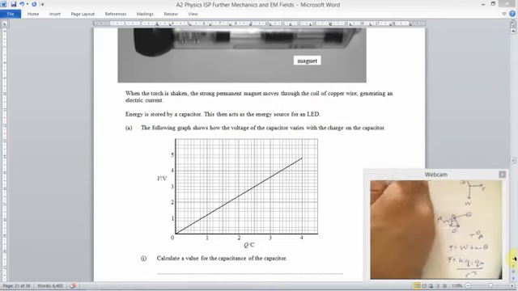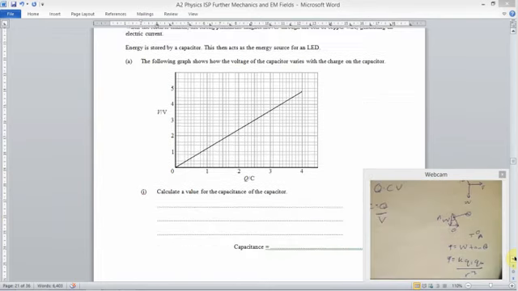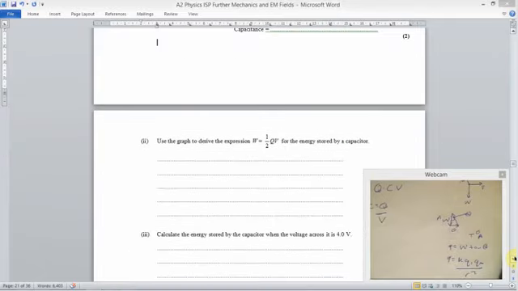Remember, Q is equal to CV. So C for capacitance is going to be equal to Q over V. Straightforward for that one. And remember, the unit of capacitance is farad. Use the graph to derive the expression W is equal to half QV.